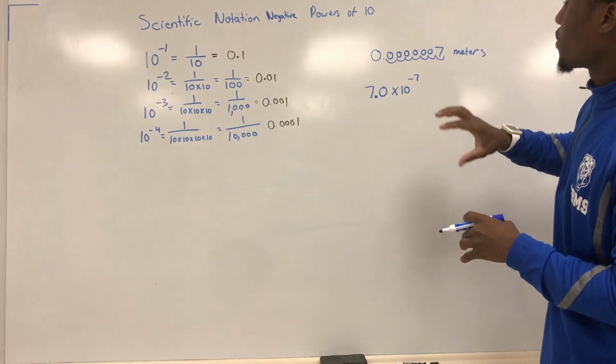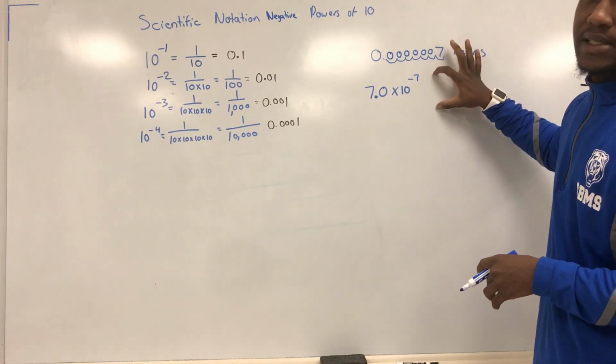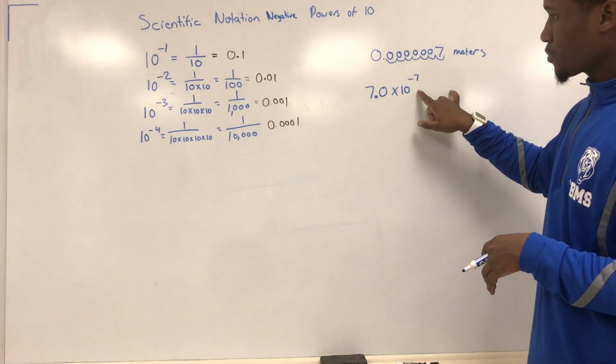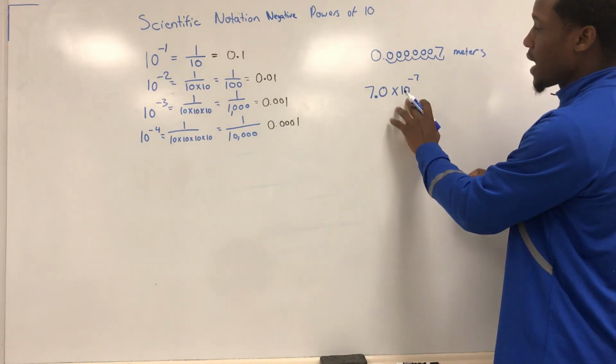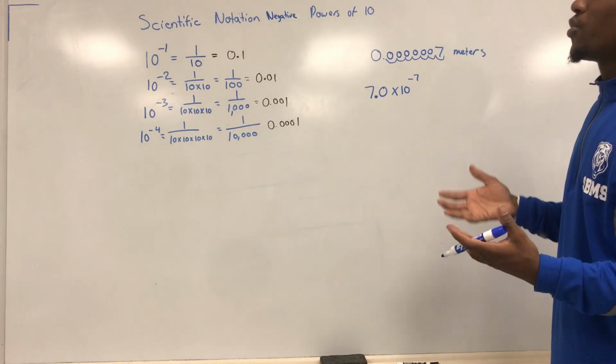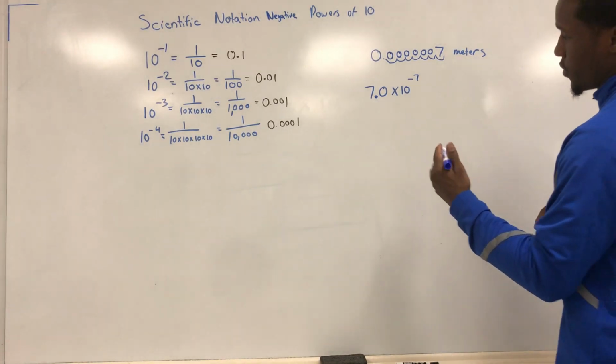So this is how we would go between our standard decimal notation and our scientific notation. If we were to multiply these numbers out, we would actually be able to get back to our original answer, which is the whole point of scientific notation. So let's look at a couple of other examples.